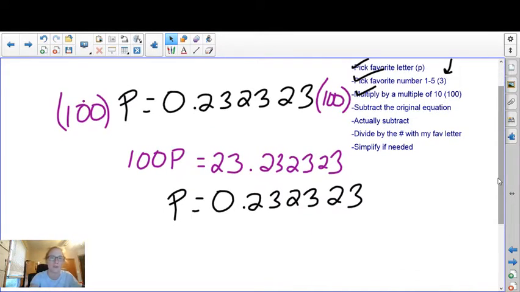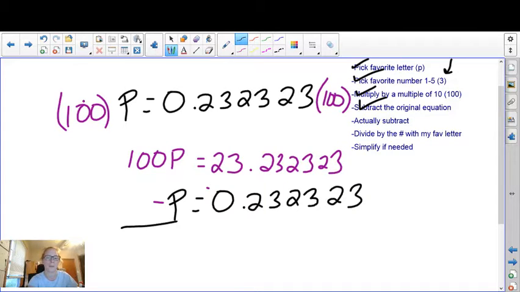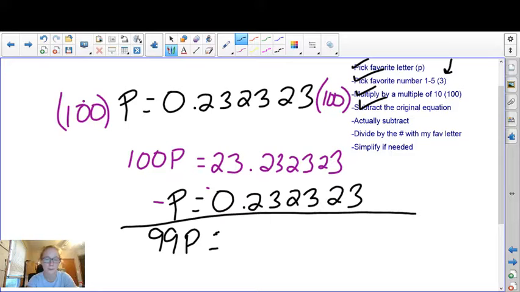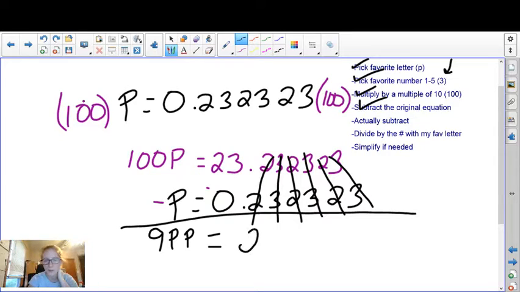I'm going to show that subtraction, so I need to get my marker back out and say minus and minus. So I'm showing my subtraction. Now I'm going to actually subtract. 100 minus something is simply 99 of whatever that something is, and in this case, my favorite letter, P. My equal sign comes down. And then all of my decimal points cross off, which is pretty cool. And then I have 23 minus 0, which is 23.